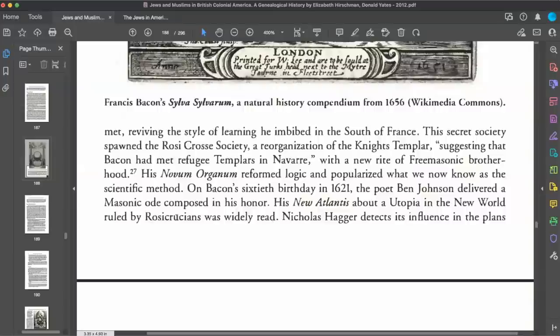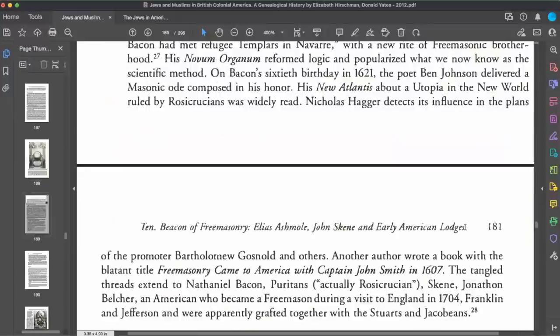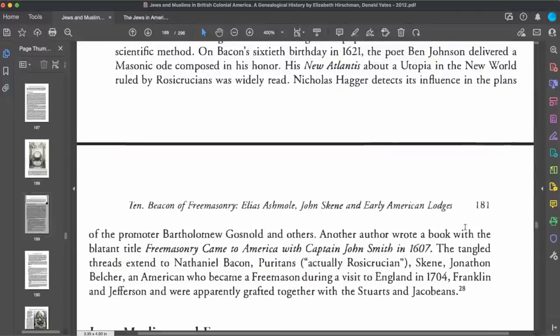was widely read by who? Rosicrucians, who later started saying you're African. Nicholas Hagger detects his influence in the plans of the promoter Bartholomew Gosnold and others. Another author wrote a book with a blatant title, Freemasonry Came to America with Captain John Smith in 1607.